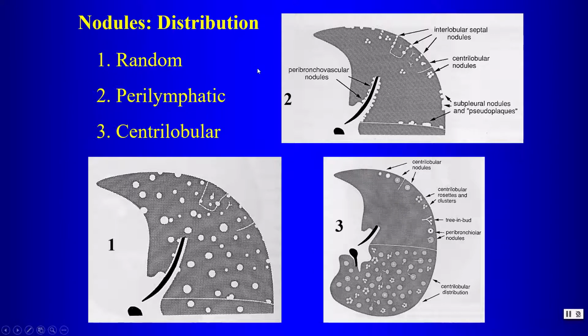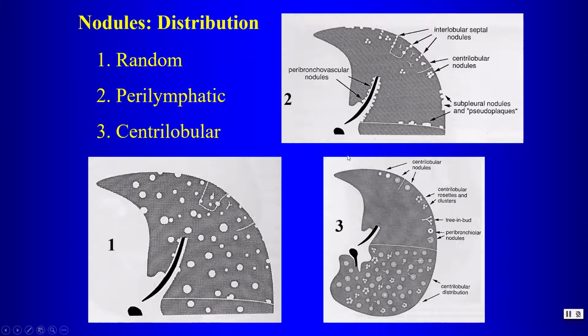And now when we're talking about micronodules, the important thing we want to decide is the distribution. Is it a random distribution, perilymphatic distribution, or centrilobular distribution? As we've covered before, the best way to approach the distribution is to first look at the pleural surfaces. If the nodules are not touching the pleural surfaces, then you're dealing with a centrilobular distribution of nodules. Centrilobular distribution is usually related to airway disease. If the nodules are touching the pleural surfaces, then we might be dealing with a random or perilymphatic distribution.